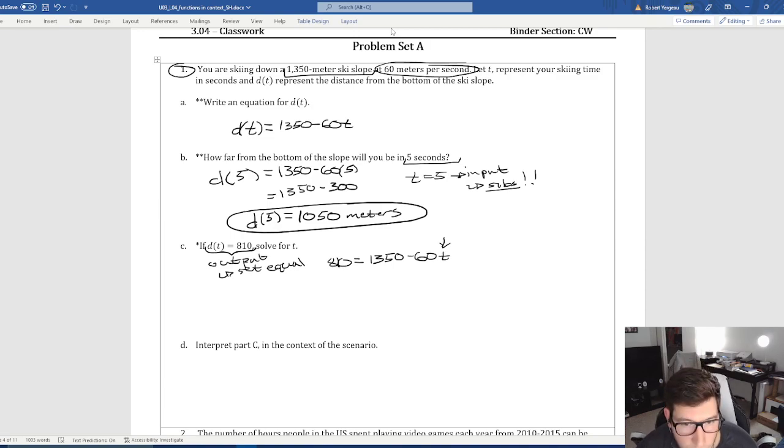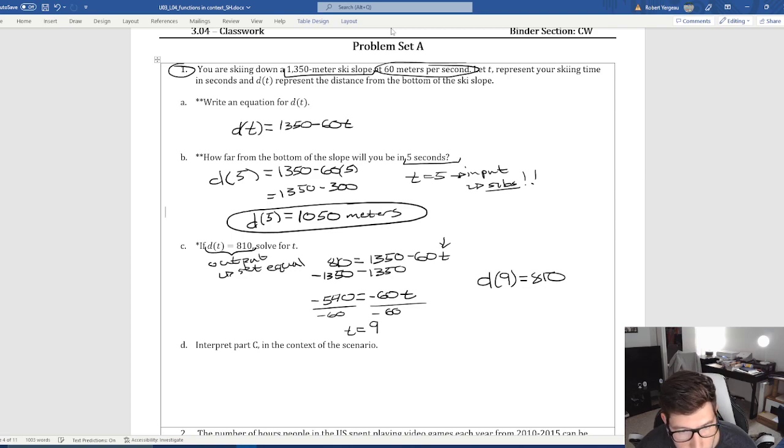So we got to isolate that. And so what I'm going to do is subtract 1,350 on both sides. When I perform this subtraction, it's going to be negative 540 is equal to negative 60t. On both sides, I'm going to divide by negative 60. That t is going to be equal to 9. And so d of 9 is equal to 810. Remember, this is seconds.